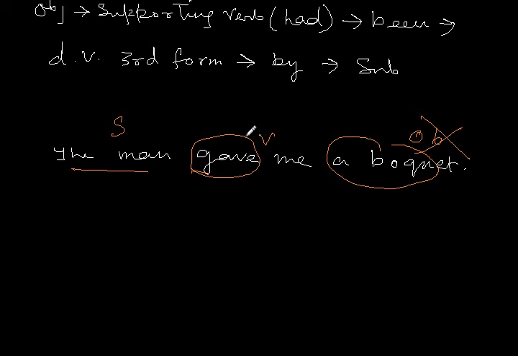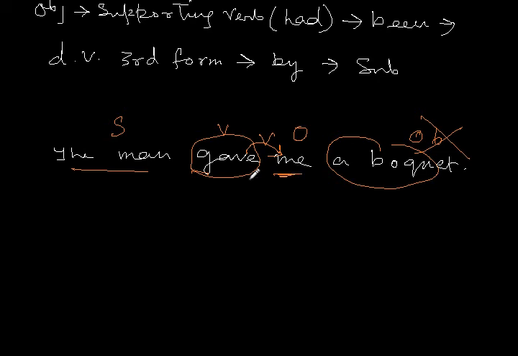Don't get confused. I have said whenever you have any confusion, just pick up the verb and then ask the verb with whom or what. The man gave whom? Me is the answer. Now, this verb is directly done upon me, not on a bouquet. So this has the direct connection. So me is the object. The man gave me a bouquet. So now we have the subject, verb, and then the object.